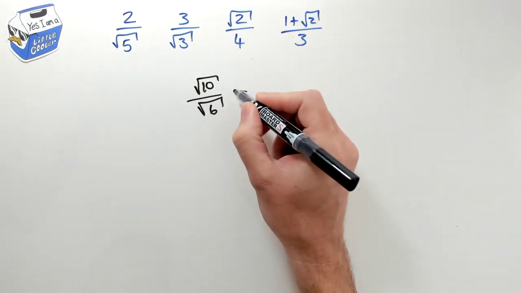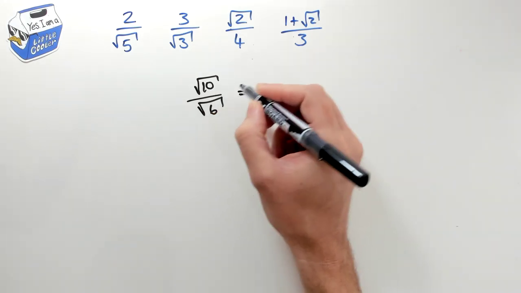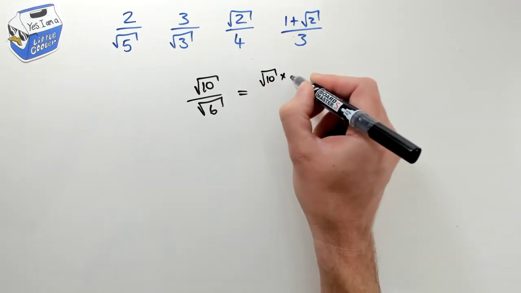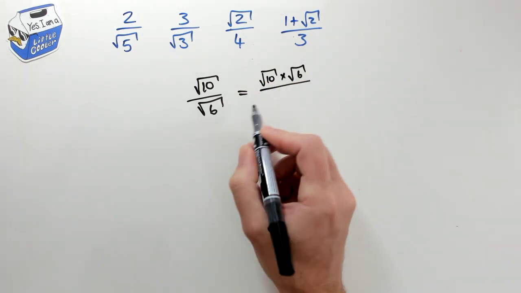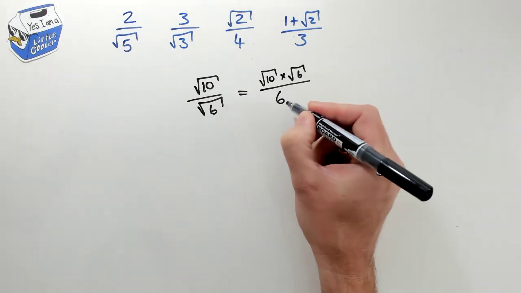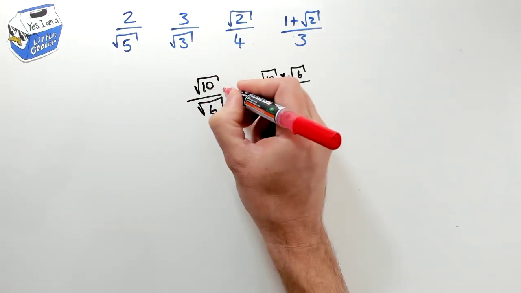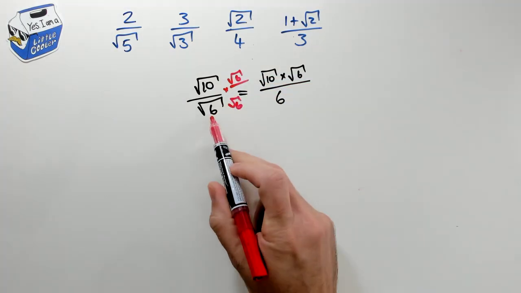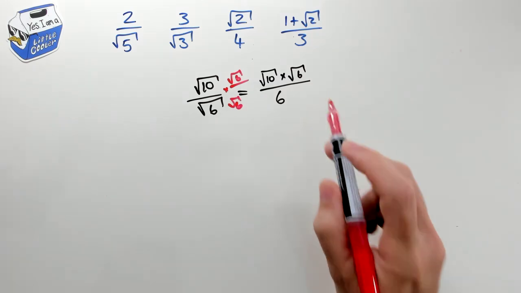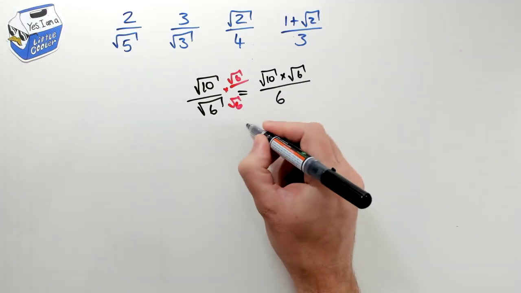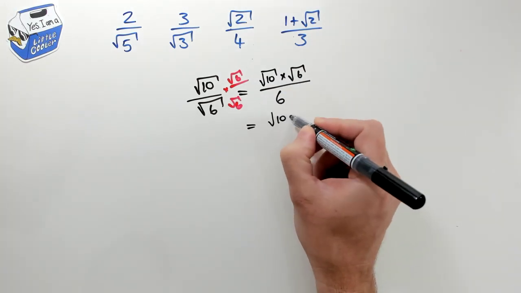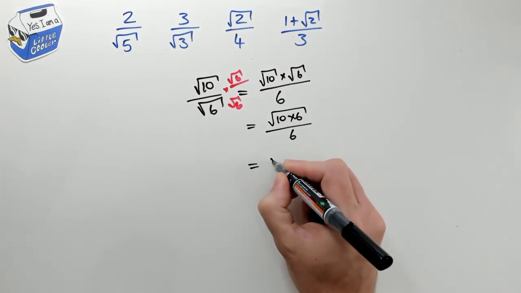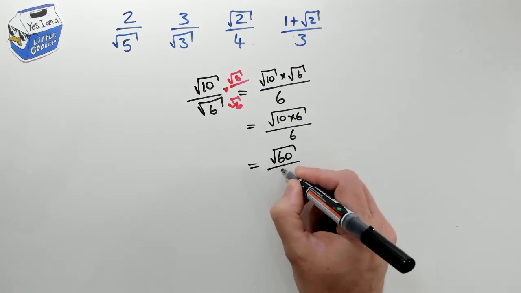So in this case, I'm going to have to multiply with the square root of 6 top and bottom. So at the top, I'm going to have the square root of 10 times the square root of 6. And the bottom will just be 6, right? So what I did here is I multiplied with the square root of 6 top and bottom. And this times this gives 6, and this times this gives that. Now this is going to be the same as, I'll go really long to show all the steps, the square root of 60 over 6.